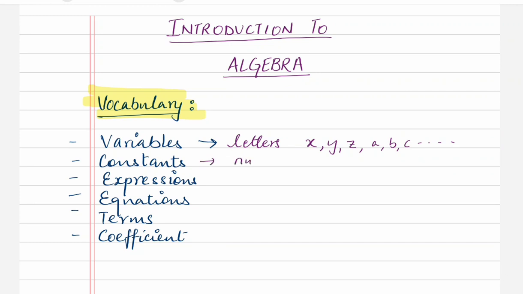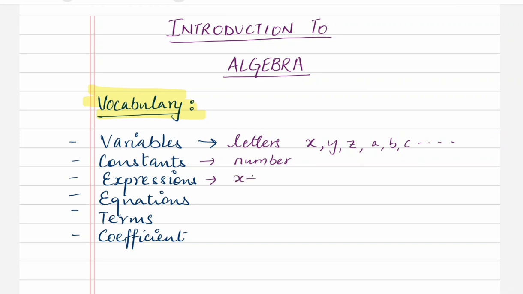Constants are your numbers, right? And numbers, any numbers, it could be decimals, it could be fractions, it could be positive, negative, whichever numbers, they are all constants, right? Expressions is when we put the variables and constants together.